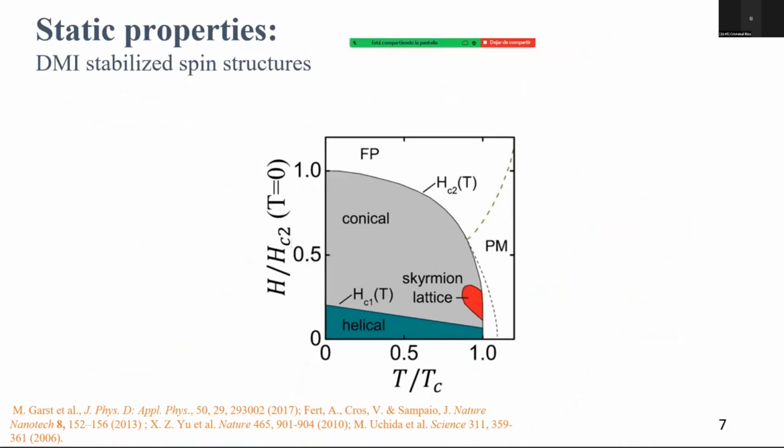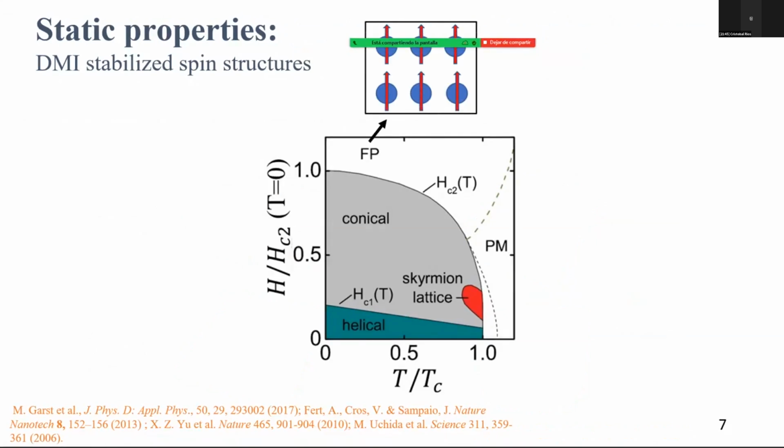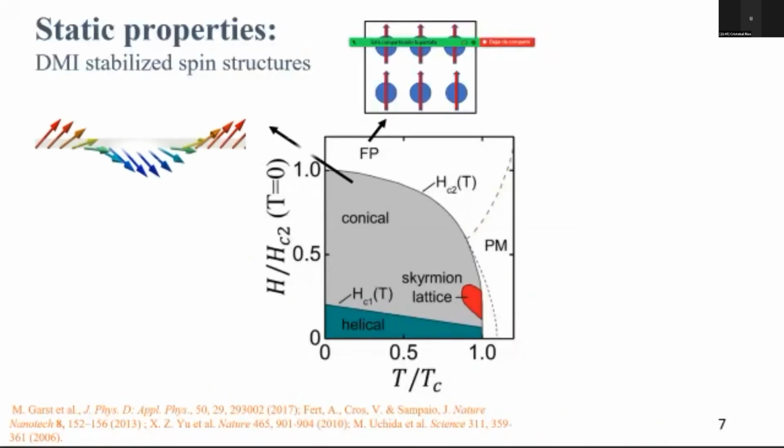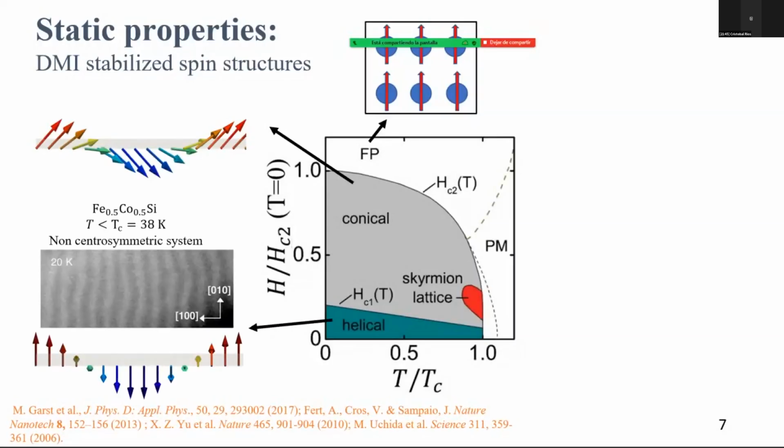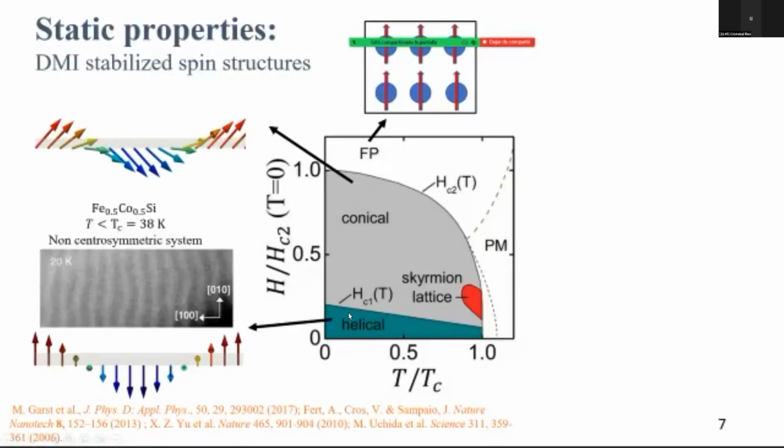So here we have a phase diagram of a thin film of the external magnetic field as a function of the temperature. And if we are over the critical field, we have a polarized state. If we decrease the external field, the system will enter into a phase transition and change to a conical state. And if we continue decreasing the external field, we're going to reach the helical state.